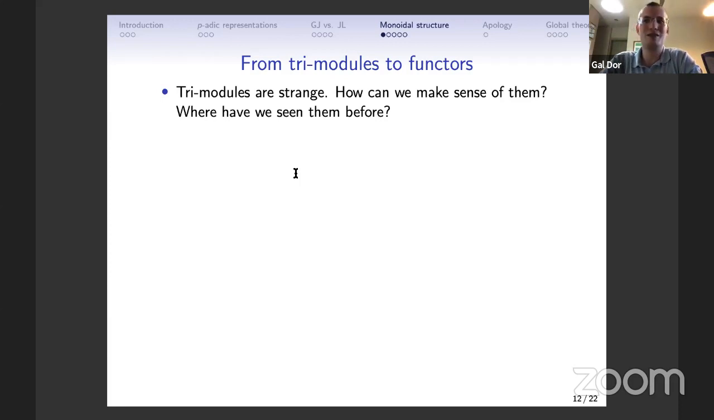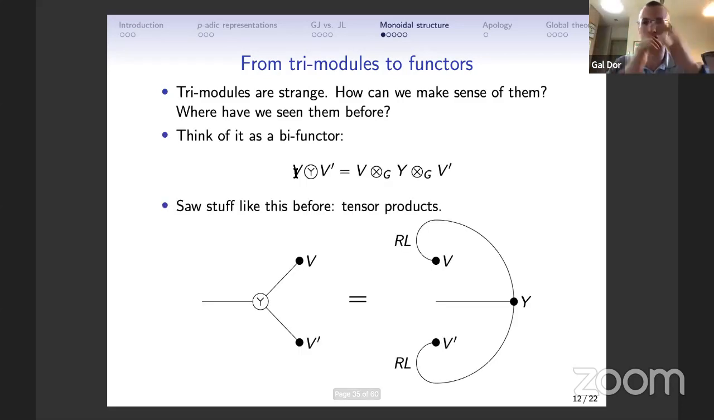So if you have something that's so strange, then it somehow begs for an explanation or to be placed into some mental framework. So just the moment that you see this, you should ask, what is this tri-module really? What's going on here? Because tri-modules don't just occur. So the trick is that instead of thinking about this Y as a triple module, which you can, but it is strange, you should think of it as a bifunctor.